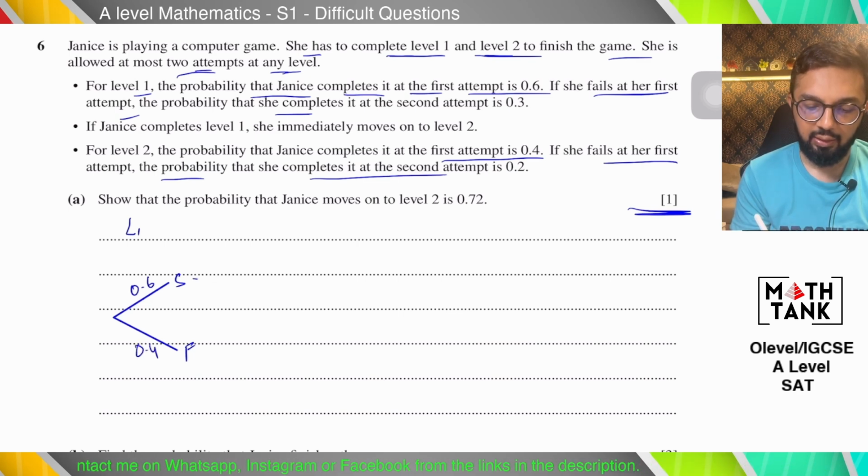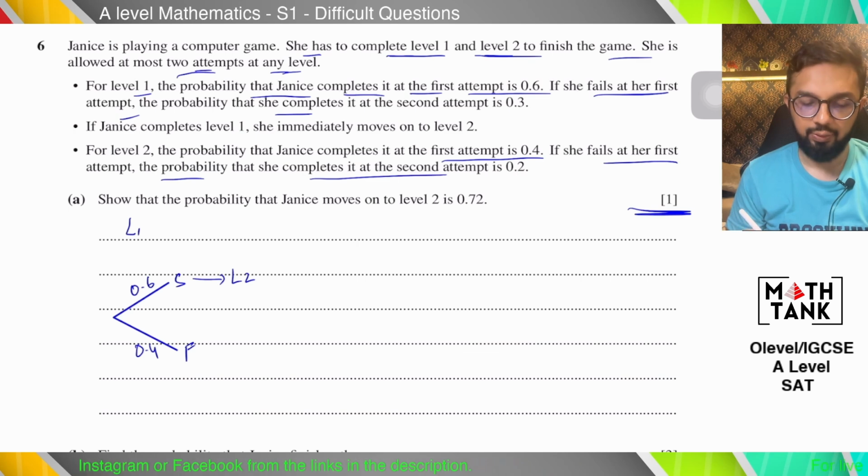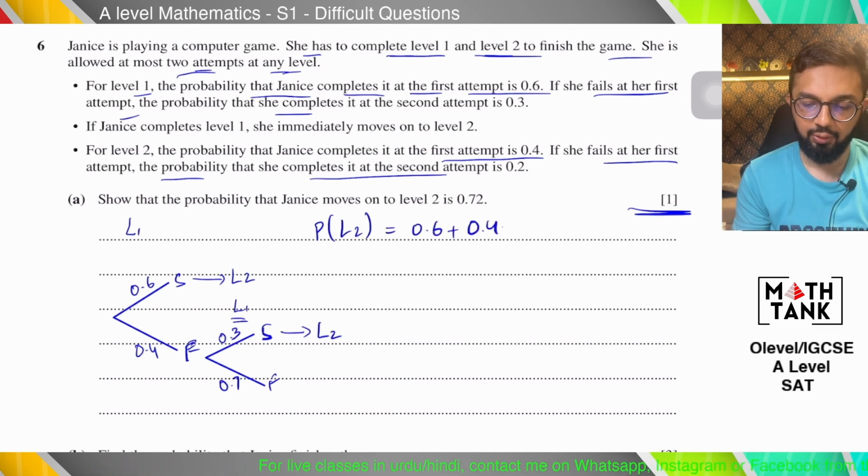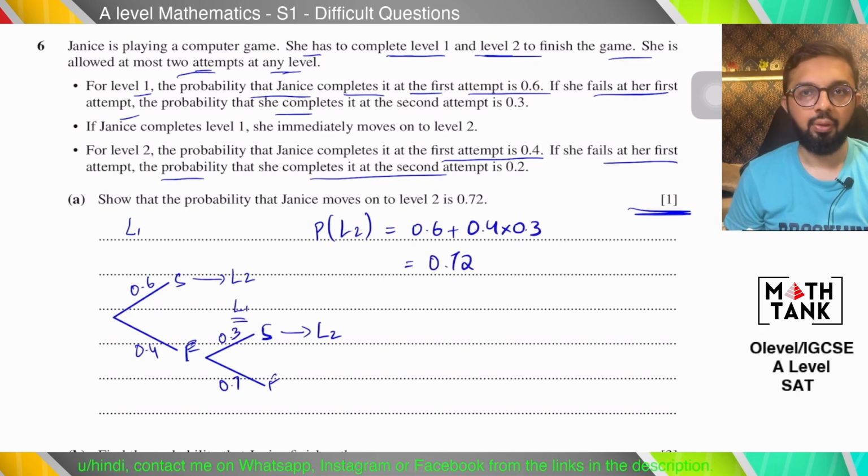If she succeeds, she moves on to level 2. I don't need to draw this further. If she fails, she gets another attempt. This is again level 1 here. Succeed and fail. If she fails at her first attempt, the probability that she completes it in the second attempt is 0.3 and 0.7. So the probability of level 2 is basically, now again I've moved on to level 2 here, 0.6 plus 0.4 into 0.3, which is 0.72. I've drawn a partial tree diagram because I had limited space here.